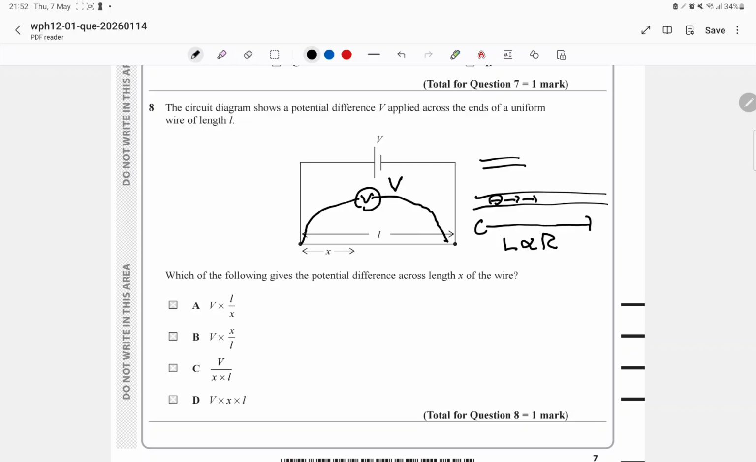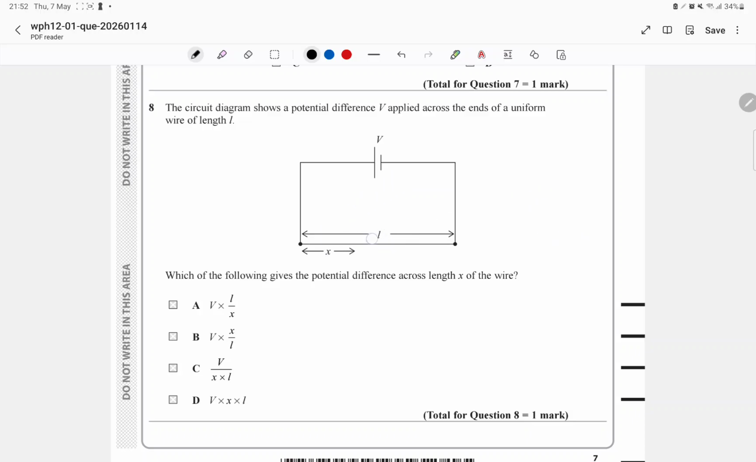So therefore, because length is proportional to resistance, what that means is if the whole length has a voltage of V, if you had half of the length, for example L over 2, that will have a voltage of V over 2. If you had a length of 2L, for example, then it would have a voltage of 2V. Obviously that's not possible in this particular question, but we know that length is proportional to resistance. So whatever happens to length, the same thing happens to resistance. So therefore we could say that if you have a length of X over L, then the voltage will be X over L of whatever the voltage was before.